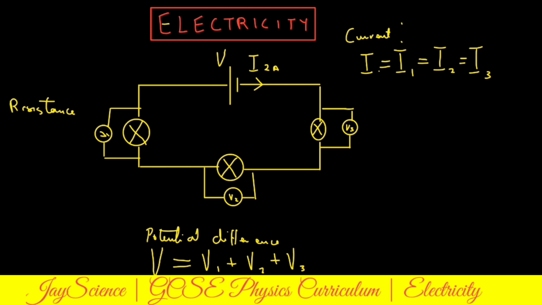Then back to the resistance. The total resistance of components in series is the sum of the resistance of each component. So here, let's say the resistance of this bulb is 2 ohms, and the resistance of this one is also 2 ohms, and the resistance of this is 2 ohms. All you have to do is R equals R1 plus R2 plus R3. That's the summation of everything. This gives 2 plus 2 plus 2. The total here is 6 ohms.